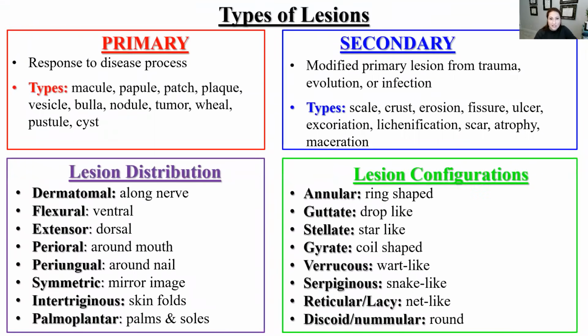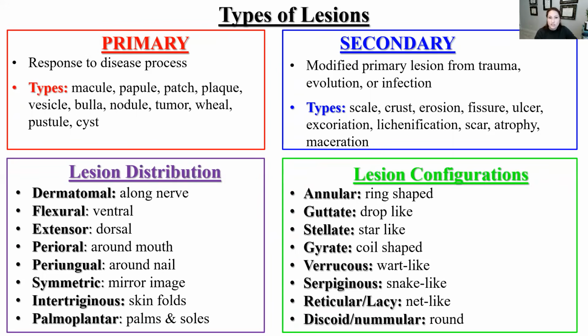Before we get into the diseases, let's lay some groundwork for dermatology. We have both primary and secondary lesions. Primary lesions are a direct response to the disease process, whereas secondary lesions have been modified in some way through either trauma, evolution, or infection. The way that you should expect to see these on your exam is they may give you a list of secondary lesions and then ask you to pull out the primary or vice versa.